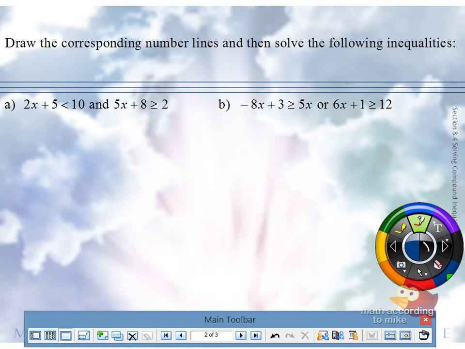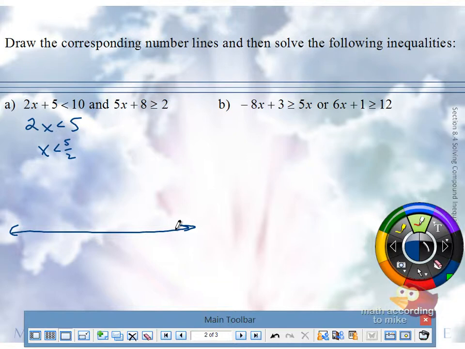Draw the corresponding number lines, and then solve the following inequalities. So the solving part should be definitely reviewed, because that was day one. So for the first number line, our first inequality, what do we do with that 5? Subtract it, and then what do we do with the 2? Divide it. Very good.